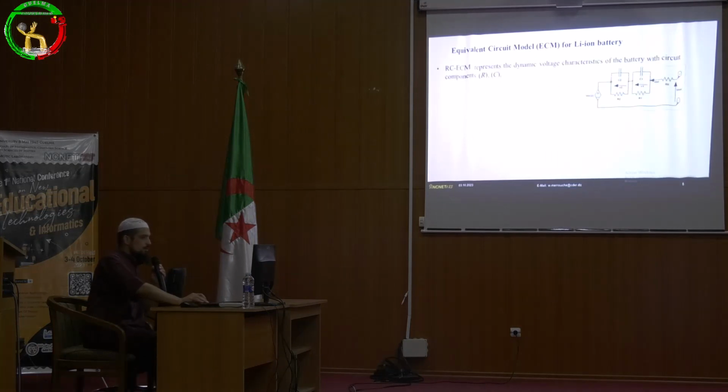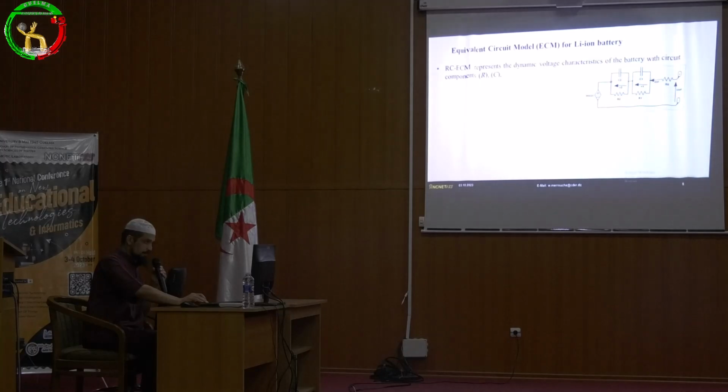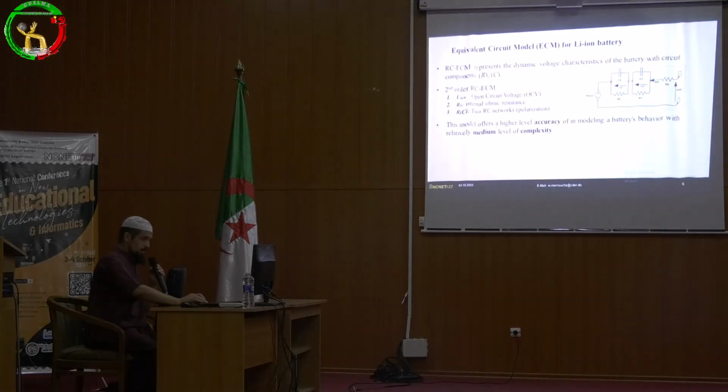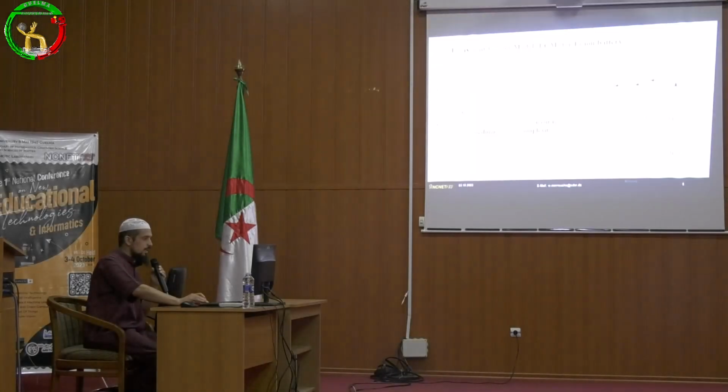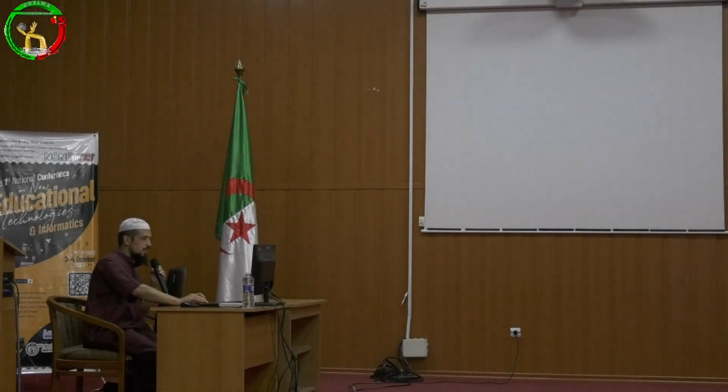Now we move to our problem related to the lithium-ion battery. The model used is the RC equivalent circuit model. This model is of second order. We have the open circuit voltage, two RC branches with R and C, and an internal resistance. This model is used because it offers a medium level of complexity with a high level of accuracy. But because of this complexity and non-linearity, artificial intelligence will be a highly useful tool for this type of model and higher orders.